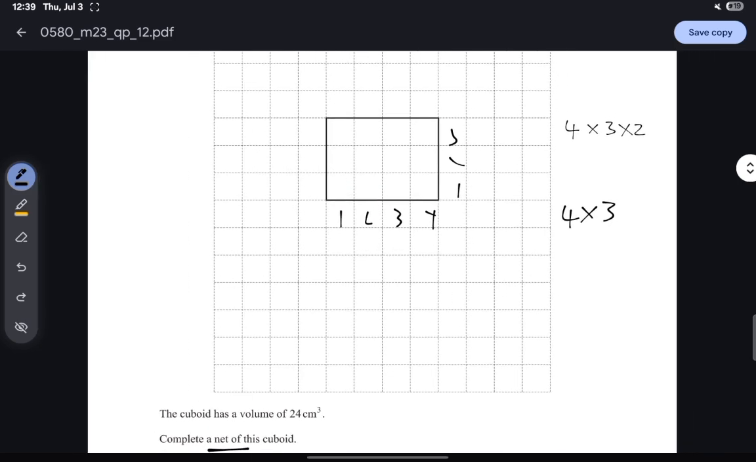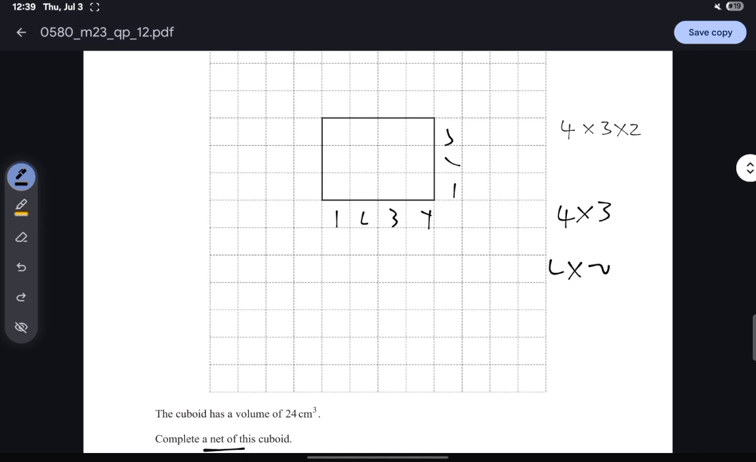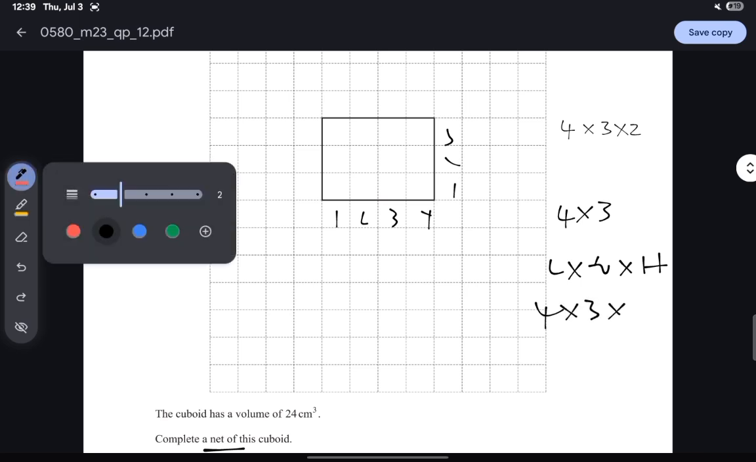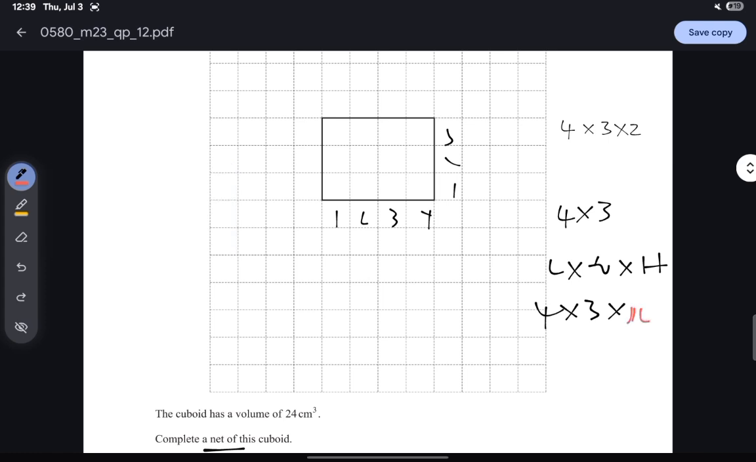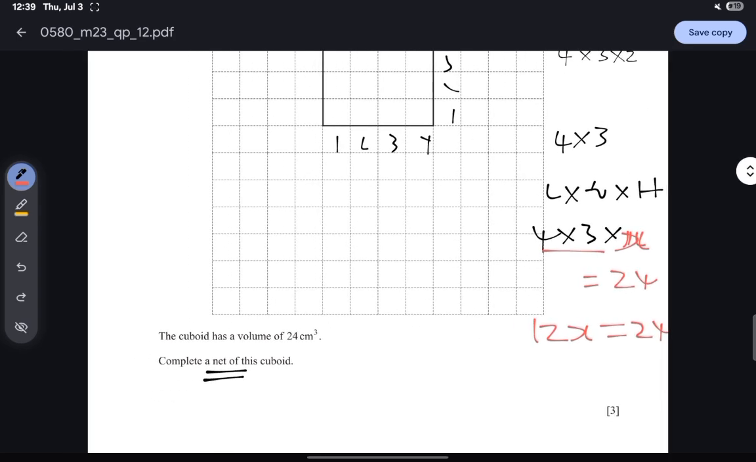And we know for volume it's length times width times height, right? So we're saying 4 times 3 times our x should give us 24. So 4 times 3 will give us 12. If we have 12x equals 24, we know we divide by 12 both sides to get our x, which is the remaining dimension, equaling to 2.